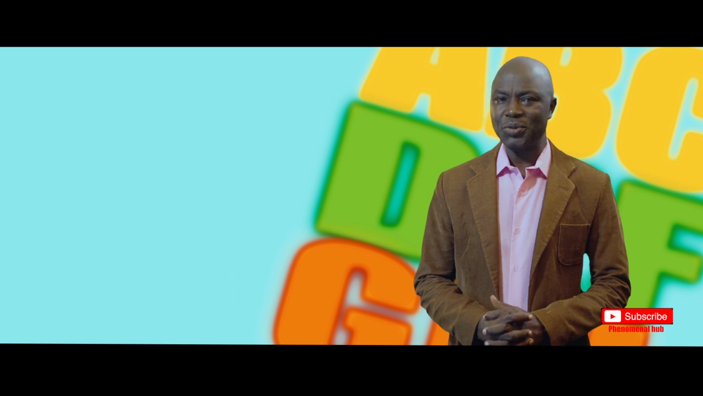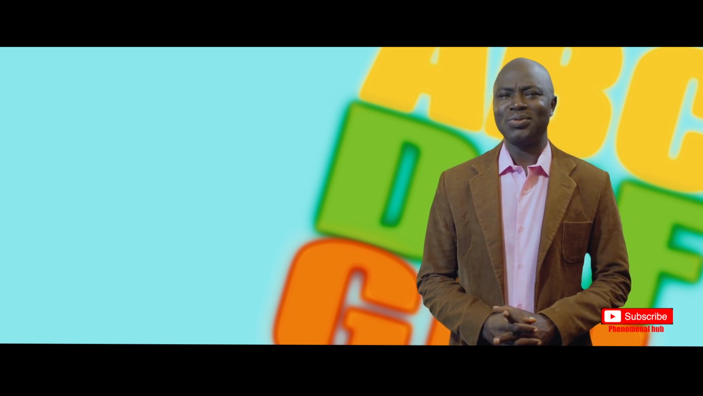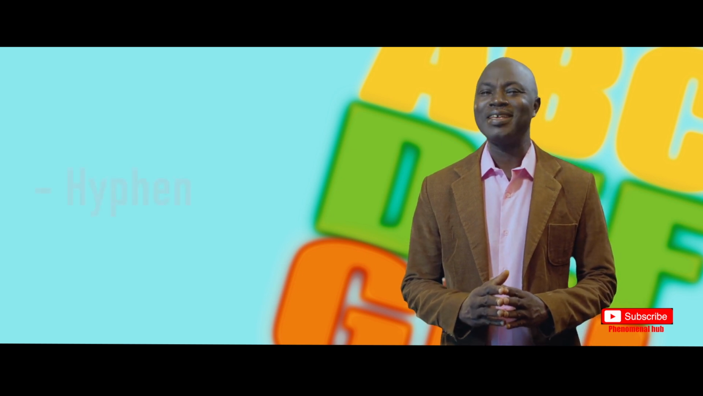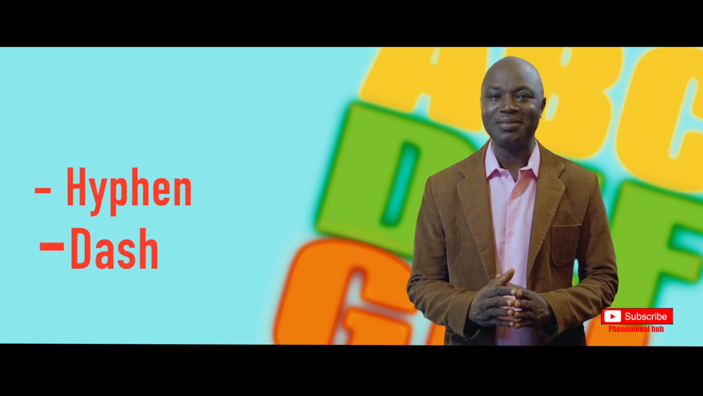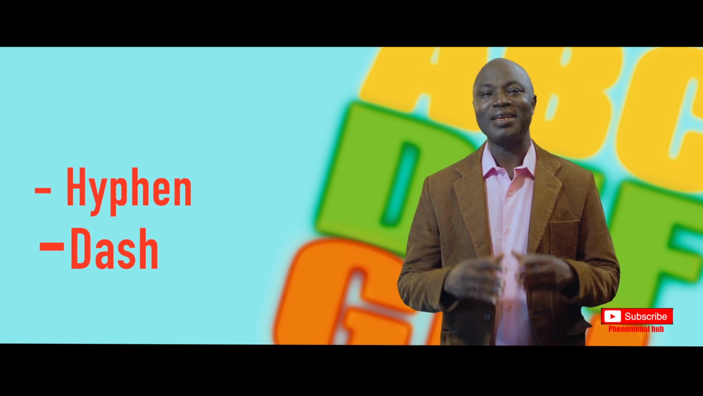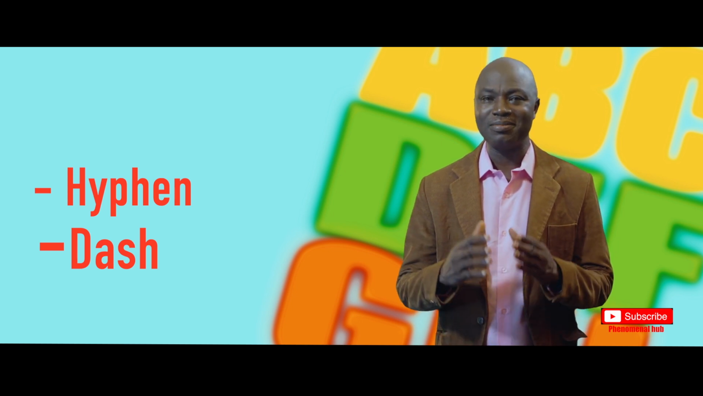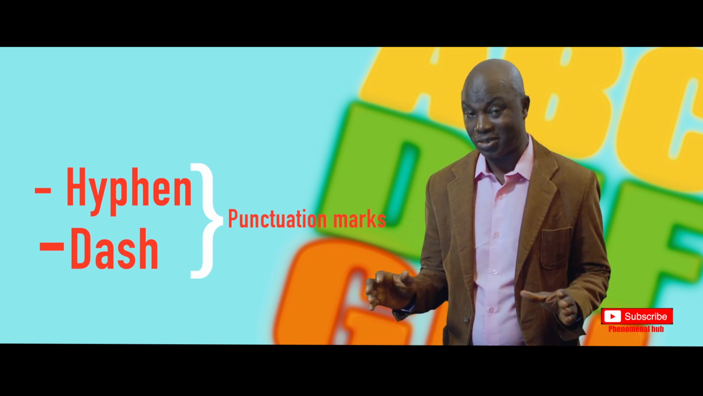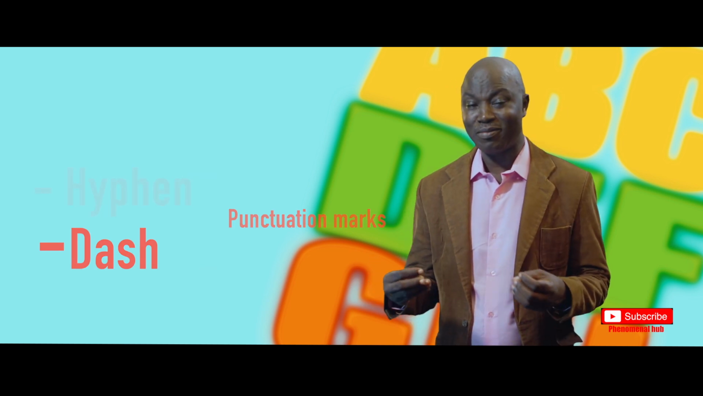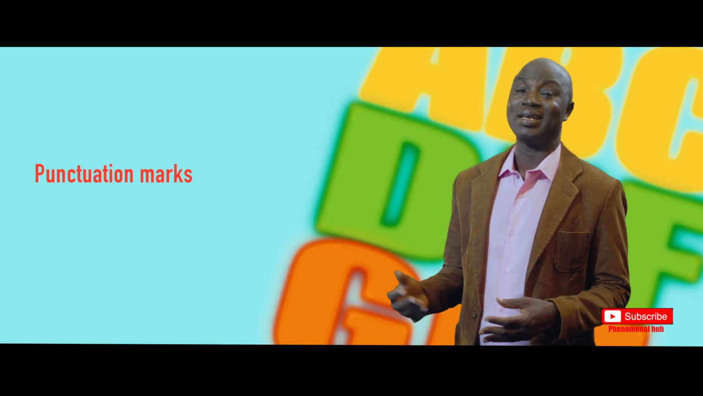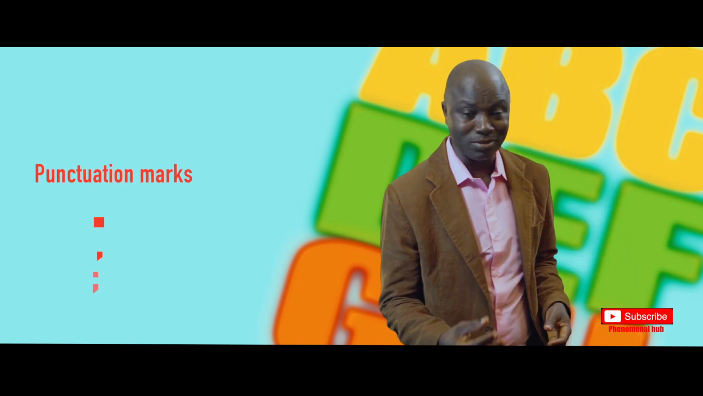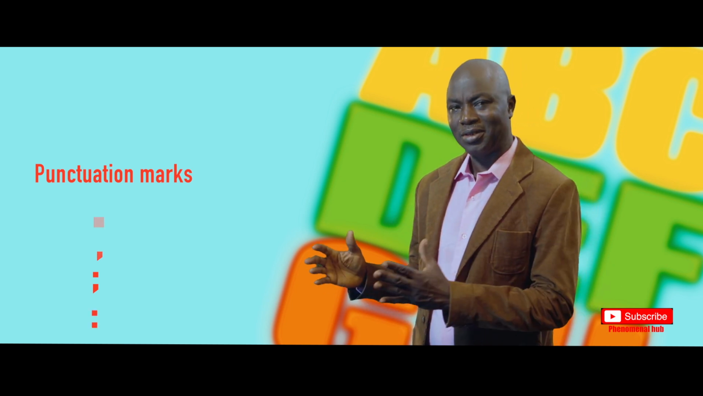In this episode, I want to explain the difference between a hyphen and a dash. Start by saying that both of them are punctuation marks. Punctuation marks like the full stop, the comma, the semicolon, the colon, and the other ones.